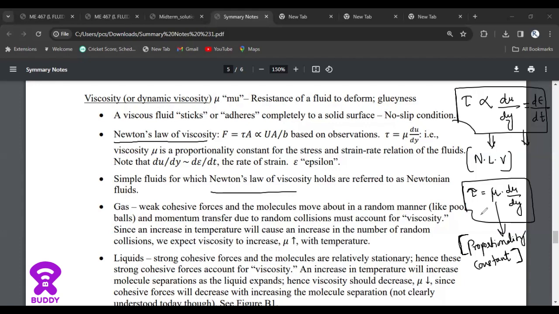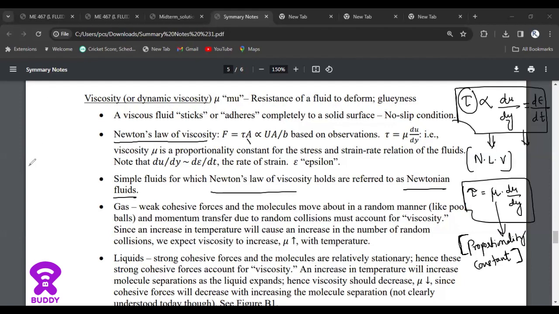What is this proportionality constant? Mu. And what is this mu? It's the viscosity. That means it is a property of the fluid. In simple terms, we call it dynamic viscosity, right? The fluids which follow Newton's law of viscosity, for which the shear stress is directly proportional to velocity gradient or rate of strain, are called Newtonian fluids. That means the fluids which do not follow Newton's law of viscosity will be called non-Newtonian fluids.